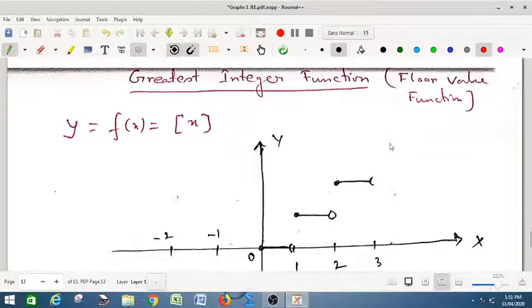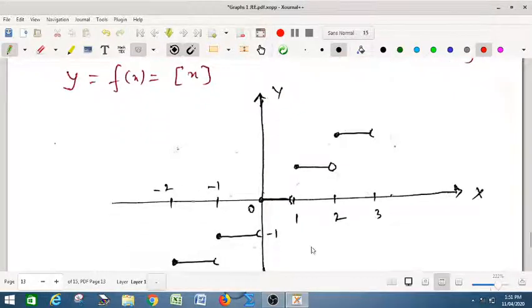Next, a very important function for all mathematics people is the greatest integer function, that is box x, defined as the greatest integer less than or equal to x. How will you define it? Suppose x is between 0 and 1, that is 0 less than x less than 1, then it will take the value 0, because the greatest integer less than x is 0, so this is the branch of the graph.